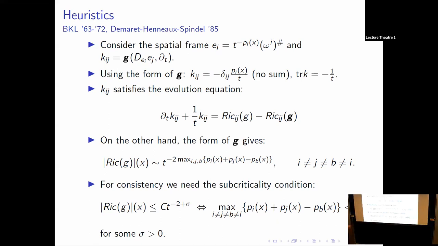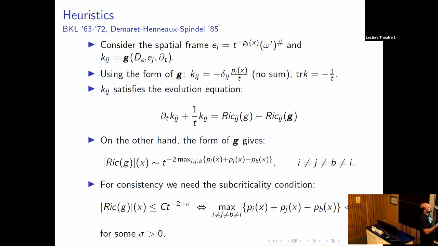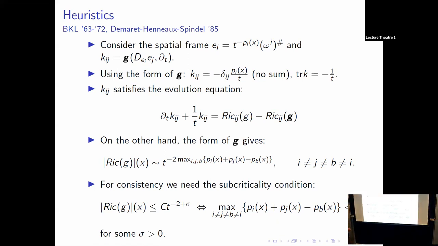You can, for example, take a frame which is adapted to these principal one-forms and compute the components of the second fundamental form. These blow up like one over t, and the coefficient is related to the Kasner exponents. Because the Kasner exponents sum to one, as we also saw yesterday, the mean curvature is exactly, to leading order, minus one over t. Now we have to plug this into the Einstein equations to see if we recover this type of behavior. Basically, the Einstein equations, or at least part of these, if we remove the constraints, are these: the evolutionary part. This is something like the ADM equation, if you like, in this heuristic analysis.